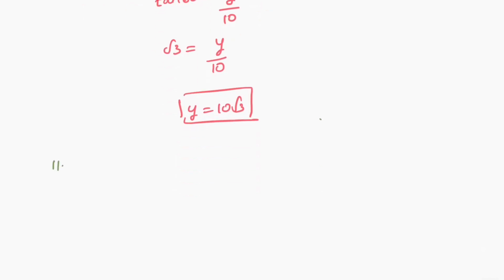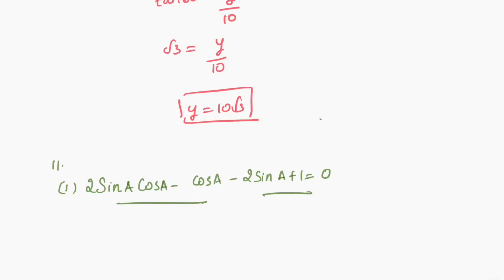Coming to the 11th question. Find the magnitude of angle A if the first sub question is given as. Let me do two questions from this so it will be more clear to you. 2 times sin A cos A minus cos A minus 2 times sin A plus 1 equals 0. So let me group.